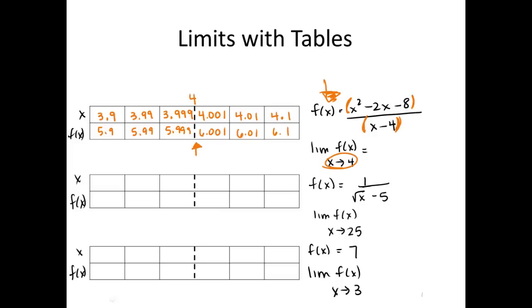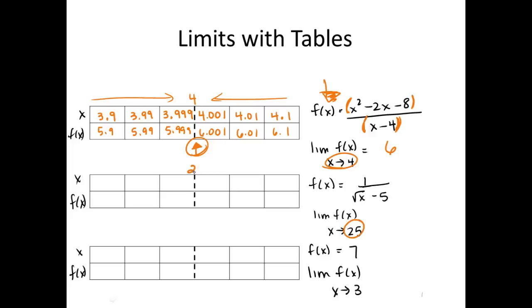Okay, so once I've completed my table of values, the question is, what is f of x as x approaches 4? So as my x values get closer to 4, what are the y values getting close to? And in this case, it's 6. Okay, so let's do the next one.